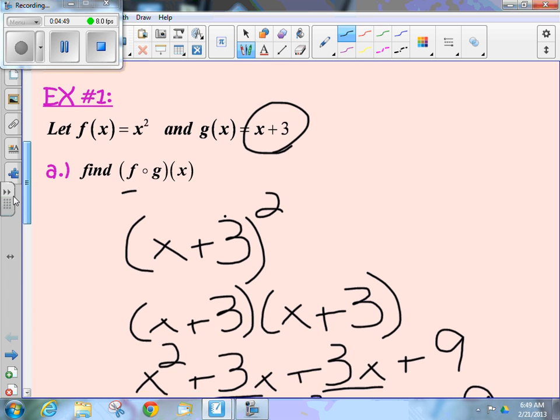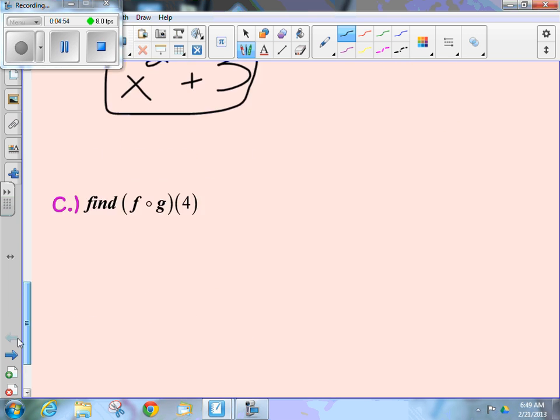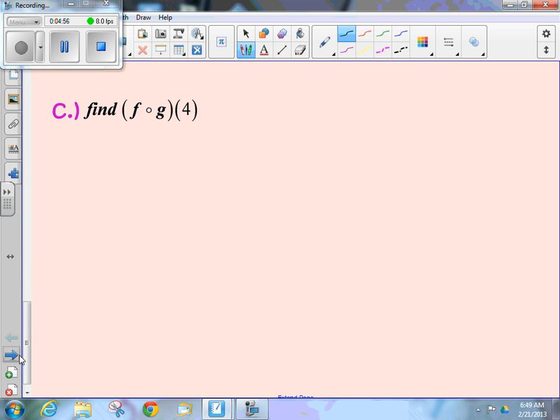We did it in part A, right? And so what did we get for our final answer? x squared plus 6x plus 9. So we did our f of g, x squared plus 6x plus 9. And now that we have that final answer, we're going to plug in a 4 wherever we see an x.